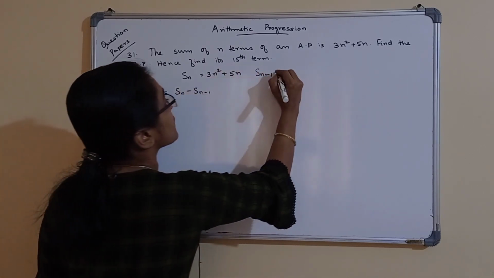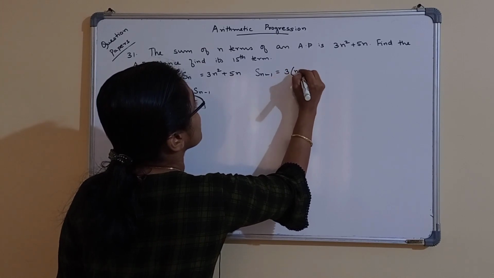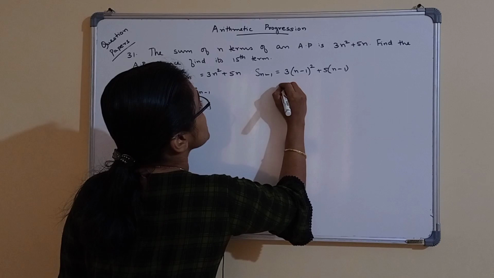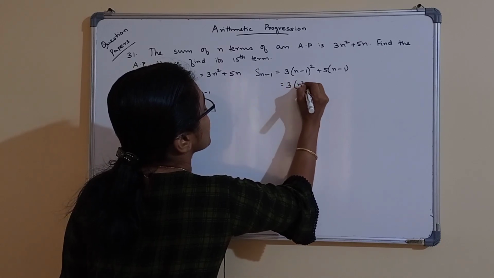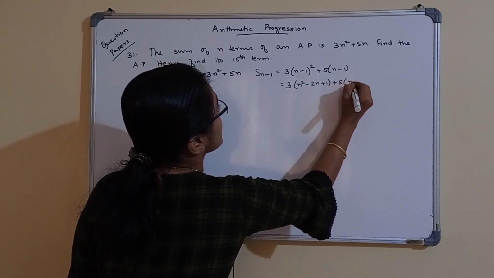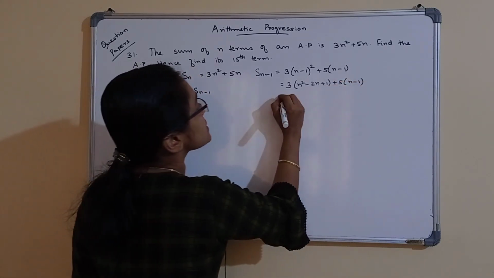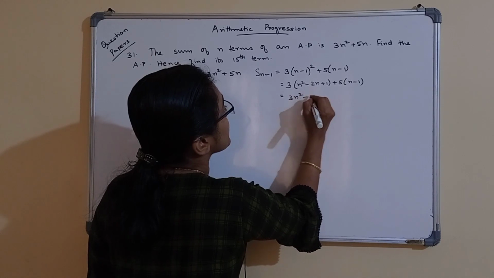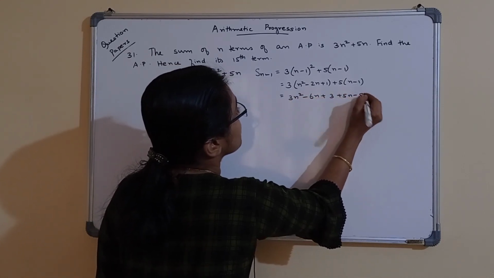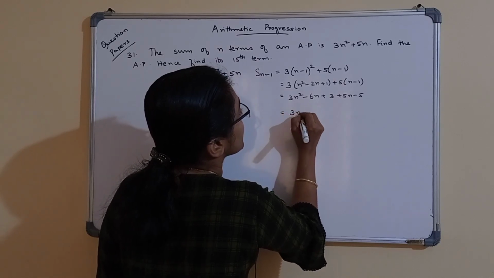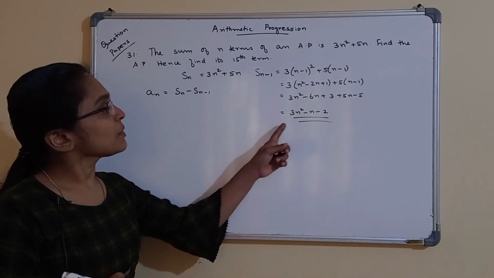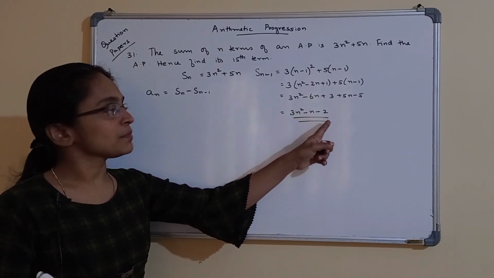We can find Sn minus 1 as, substitute n minus 1 for all n. So, we will get 3 into n minus 1 square plus 5 into n minus 1, which is equal to 3 into n square minus 2n plus 1 plus 5 into n minus 1. And this is equal to 3n square minus 6n plus 3 plus 5n minus 5, which is equal to 3n square minus n minus 2. So, Sn minus 1 is 3n square minus n minus 2.